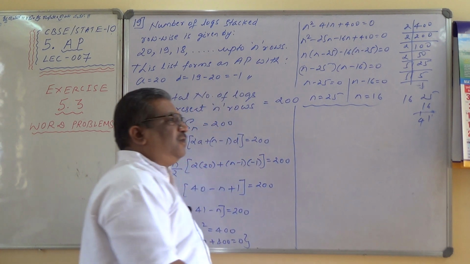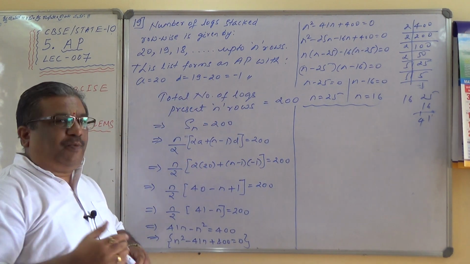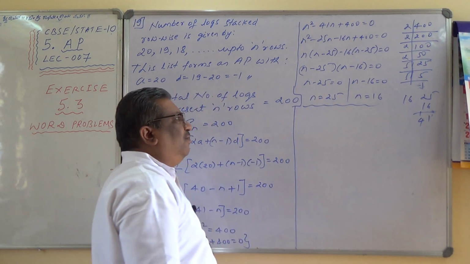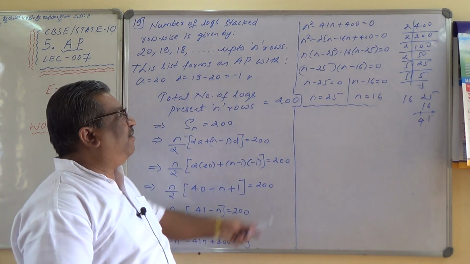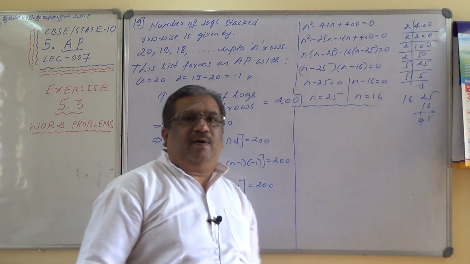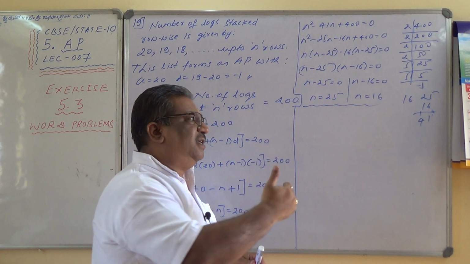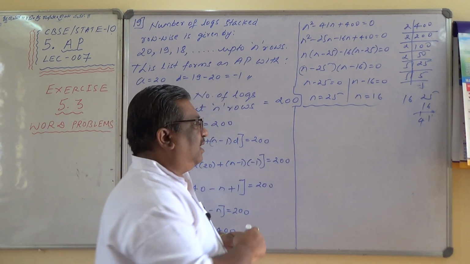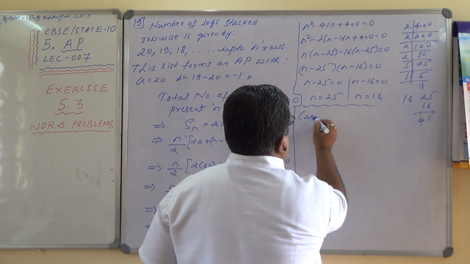So the number of rows here has two possibilities. Both are positive numbers, both are natural numbers. So we have to validate whether there are 25 rows in which 200 logs are placed or 16 rows in which 200 logs are placed. So I'll consider case 1 and case 2. One of them may get rejected probably, and we'll see that.